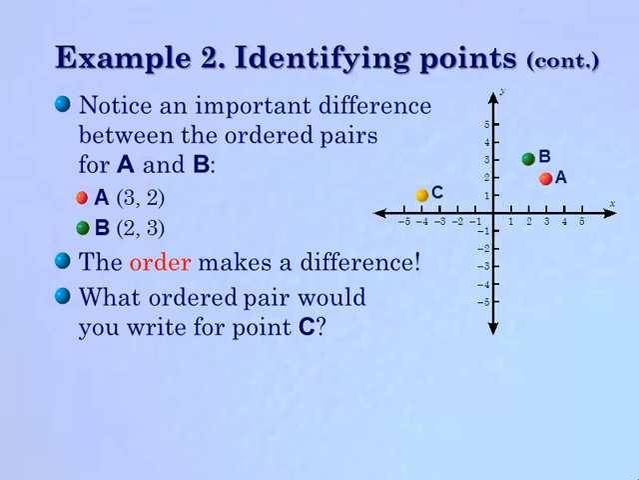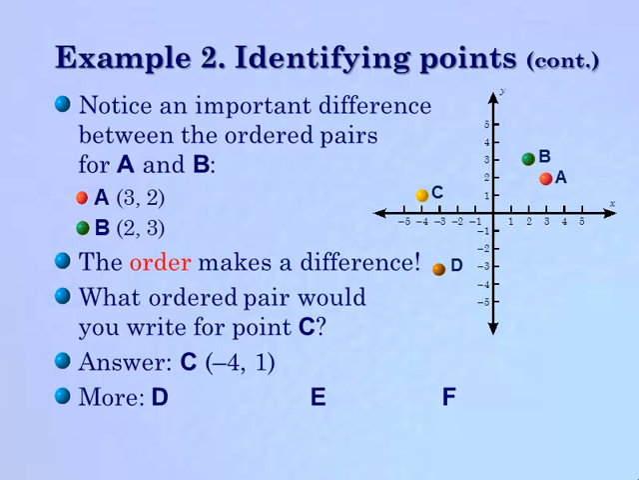The answer is -4, 1. You have to go x first, which is -1, -2, -3, -4. And the y value is just up 1 unit, so that would be +1. Here are some more points. Can you identify their ordered pair values?